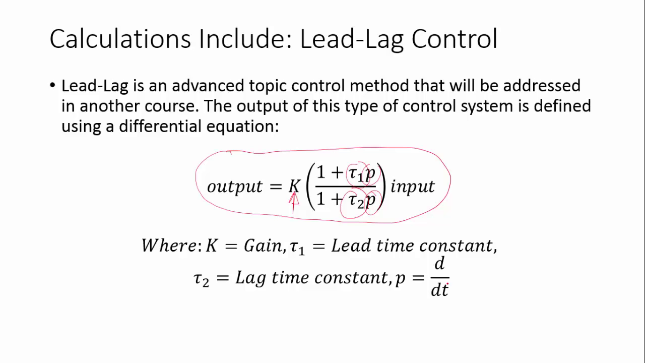A lead lag system is often used in a situation where you have air-fuel control systems, where increases in combustion air flow lead to increases in fuel flow, and decreases in combustion air flow lag decreases in fuel flow control. And again, you're going to be covering lead lag in an upcoming course.